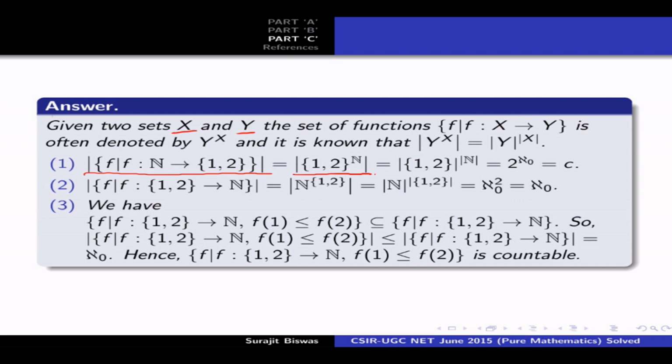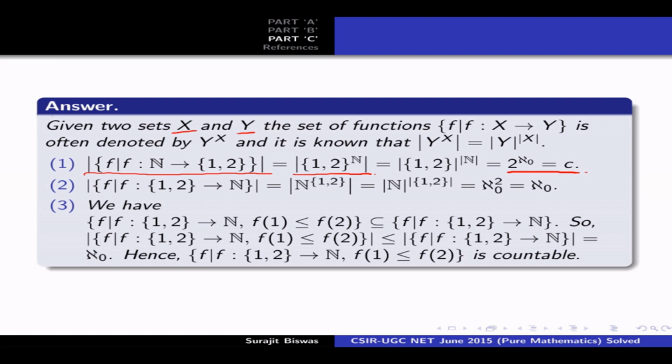which is denoted by aleph naught, and we know that 2 to the power aleph naught equals c, the cardinality of the real numbers. So hence the set given in option 1 is uncountable.